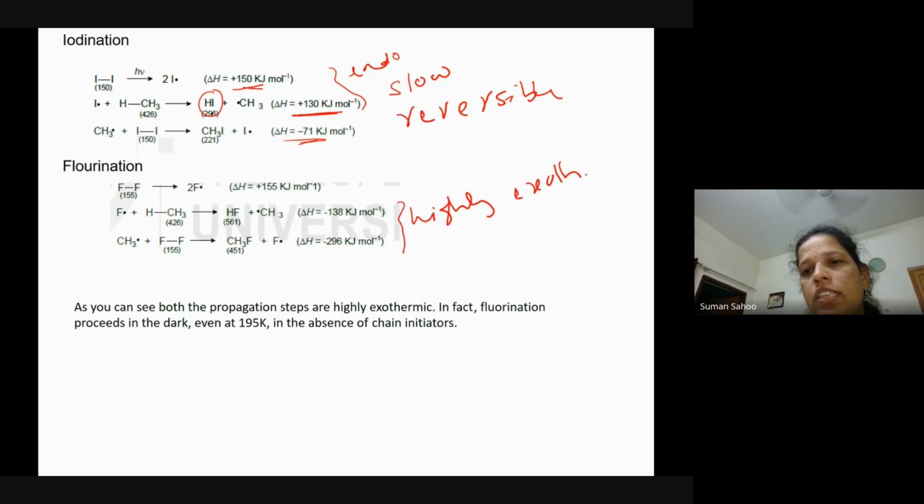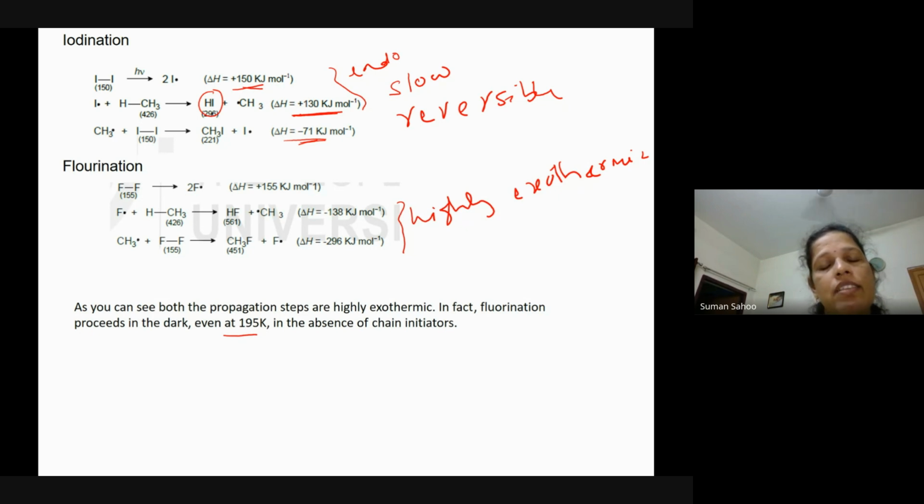So this reaction is not controllable in your laboratory manner. Whenever they do, even in the dark, even at 190 Kelvin or 95 Kelvin, so negative temperature, in the absence of chain inhibitor also, only then can you do the reaction. So fluorination is highly active, highly exothermic, very reactive.